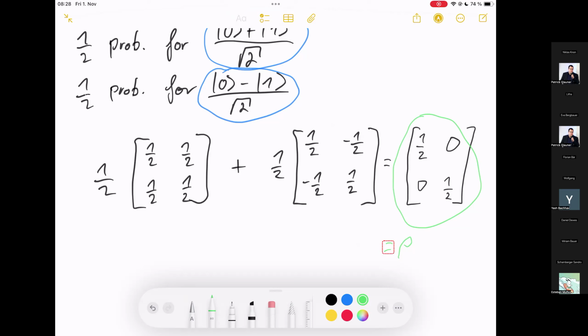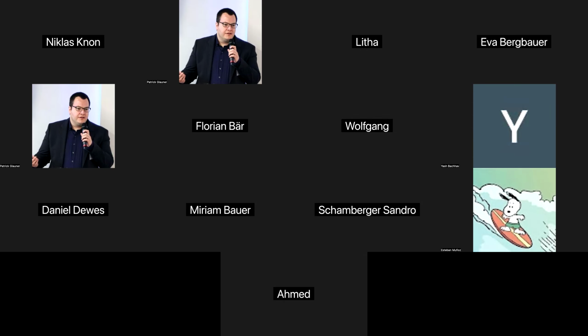If you're curious to learn more about density matrices and mixed states, there's a lot of that in the book. There are applications of mixed states throughout this course and also for your seminar presentation. And for this, I'll switch back to the slides.